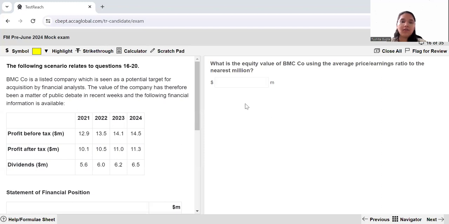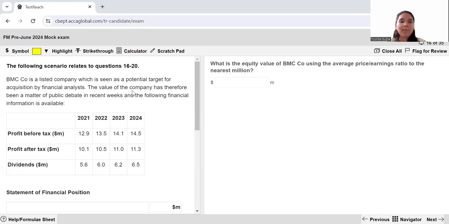So with the very first question, I'm able to find out that this is a section B question which has been tested from the business valuation area. The first requirement wants me to calculate the equity value of BMC company using the average PE ratio to the nearest $1 million. So let's read the information.